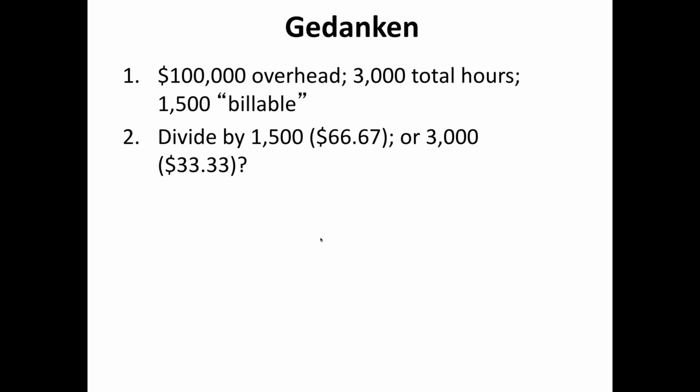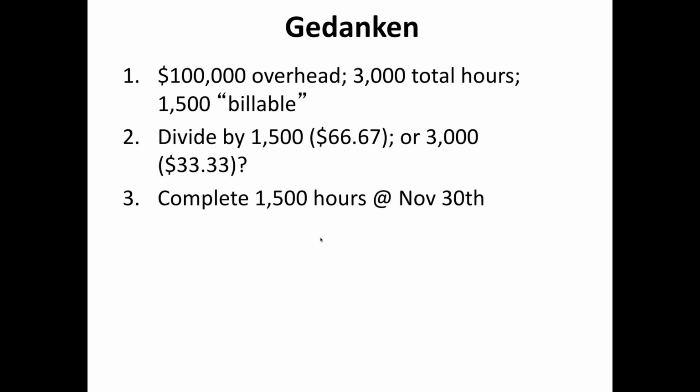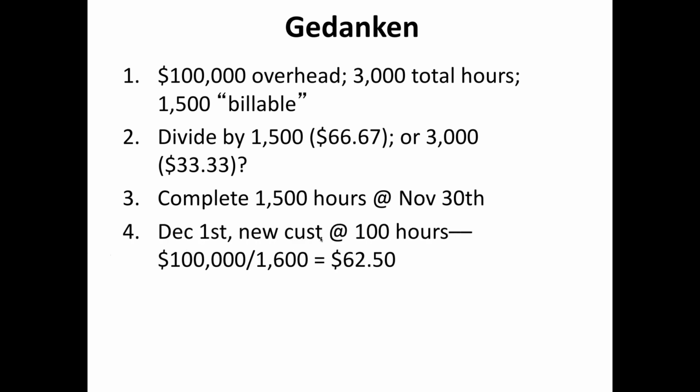Notice that we're dividing it by the amount that we actually think we're going to bill and get paid for, 1,500. So let's say you complete all 1,500 hours by November 30th, and you're done for the year, looking forward to your month off in December and just kicking back. Well, then a new client walks into your office on December 1st and hands you a project that's about 100 hours of your time. So now your actual hourly rate allocated is $62.50, not $67. Notice this $5 difference, or whatever, is highly sensitive to the volume of work that you do.